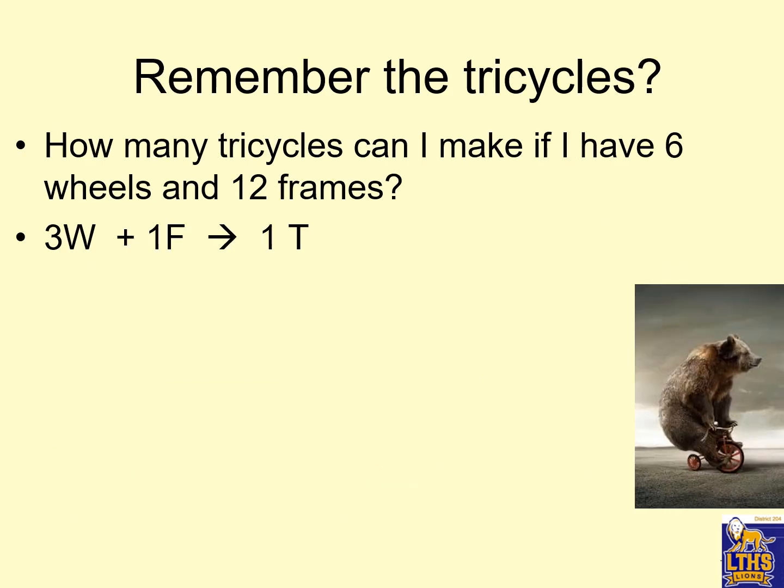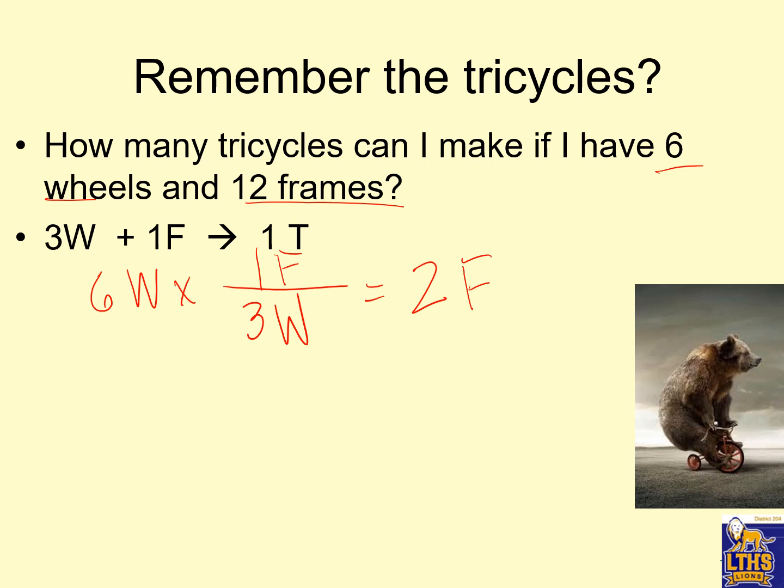Remember tricycles? Remember all bears need tricycles. If we had 6 wheels and 12 frames, what would we be able to do? The 6 wheels and the 12 frames are both reactants, right? We could figure out, if I have 6 wheels and I multiply, I find out that they need 3 wheels for every 1 frame, then I will be able to use up 2 frames. I would need 2 frames, all right? But look, I have 12 frames available. So what does that mean?